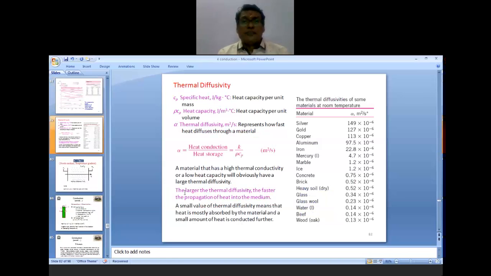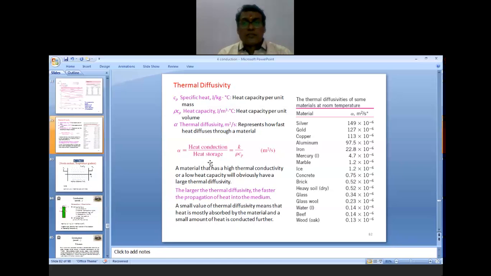Now the thermal diffusivity is nothing but K upon rho Cp, that is the heat conduction upon the heat storage. Cp is your specific heat, which has units of joules per kg degree Celsius, that is the heat capacity per unit mass. When you multiply this specific heat by density, because you are taking into account the mass, it becomes the heat capacity per unit volume.